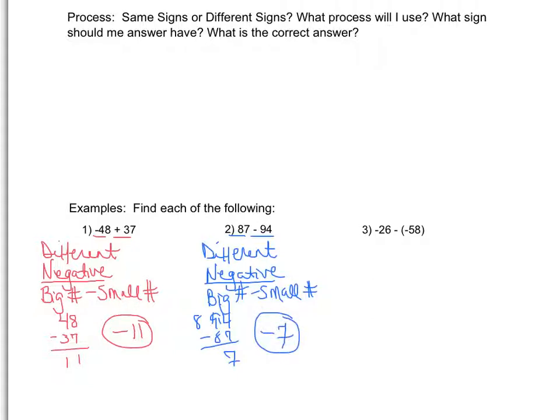But again, my answer needs to be negative, so I have to go back and add that negative on. Looking at my third example, this is a situation where I have a minus minus right in a row. So the first thing I'm going to do is change that minus a minus to plus, making my new problem negative 26 plus 58. So I have a negative 26 and a positive 58. So again, I have different signs. Taking the sign of the bigger number, in the previous two examples my bigger number was negative. Now my bigger number 58 is positive, so my answer is going to be positive. Still going to do big number minus small number. My process doesn't change.